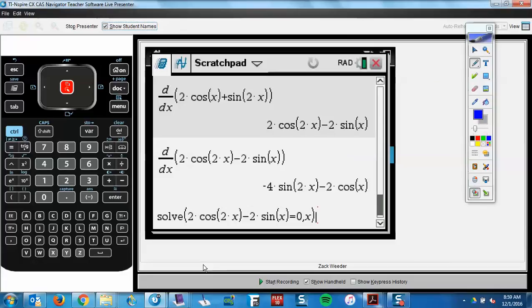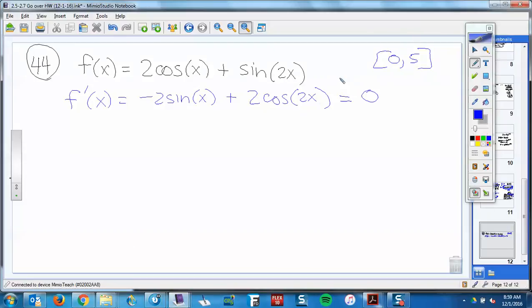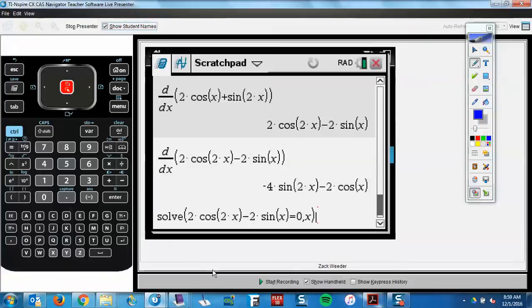Okay, with, and we want to be between 0 and 5. Where'd I get the 0 and 5? I don't know. I just made it up, I guess. I looked at problem 45, I think is what I did. Thank you for catching that. I think I looked at the wrong problem. Okay, so we got to go 0 to pi.